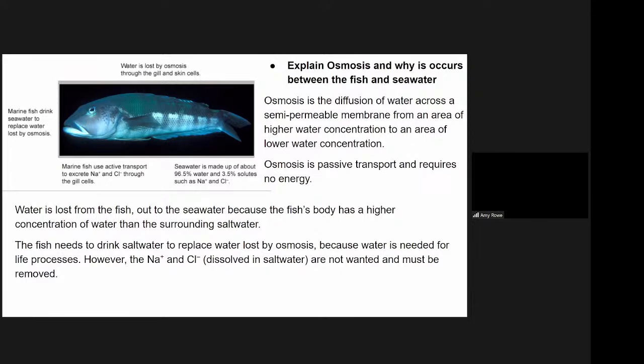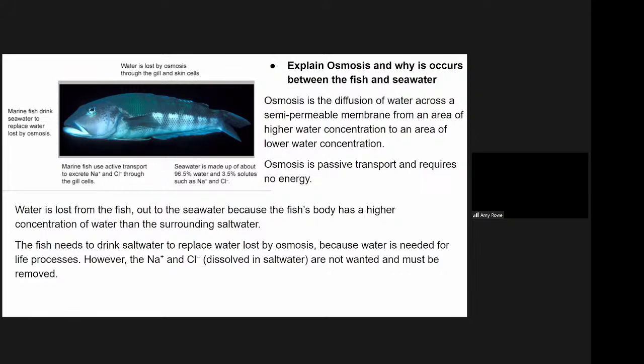seawater. So you would start out by just giving a definition of what is osmosis. Osmosis is the diffusion of water across a semi-permeable membrane from an area of higher water concentration to an area of lower water concentration. So you want to link that to the context of the question. So our fish, the water is being lost from our fish. So the inside of our fish's cells have a higher water concentration than the surrounding seawater. So water is moving from inside the fish's cells to outside the fish's cells by osmosis.